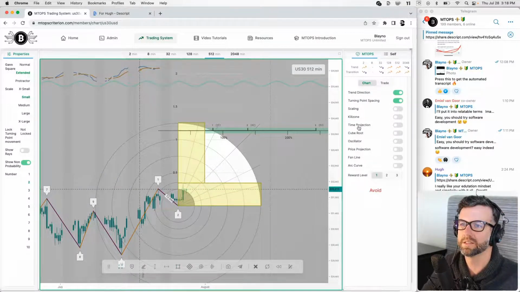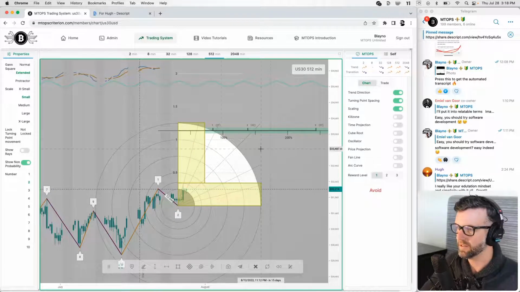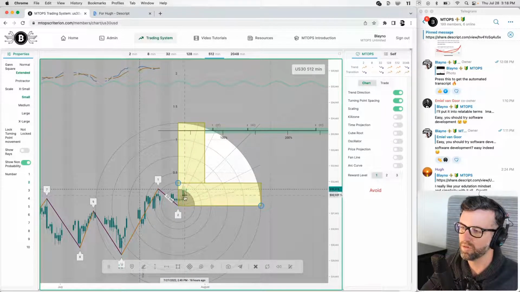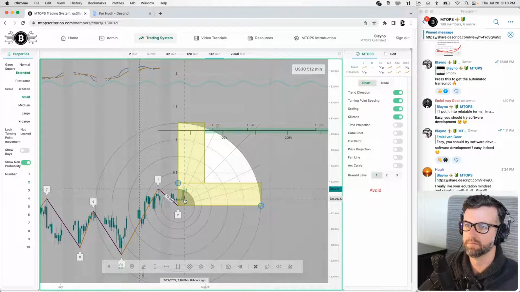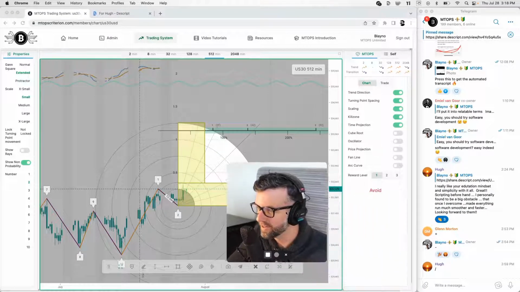All right, so what's next? Scaling's done. Kill zone. Very nice move on the impulse. Kill zone confirmation, looking good to me. Time projection. So real close, look.